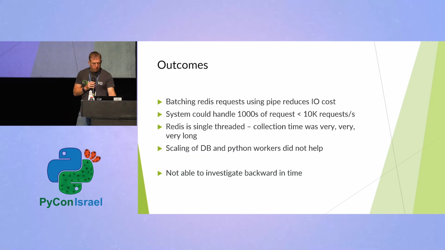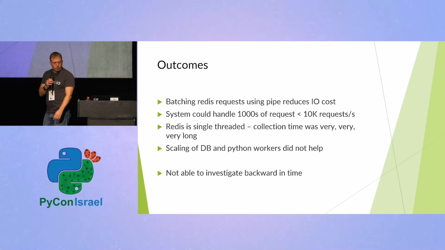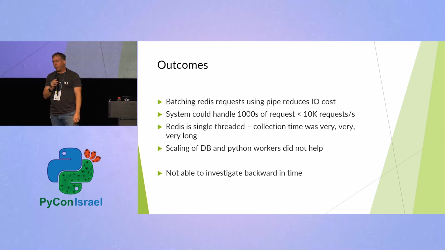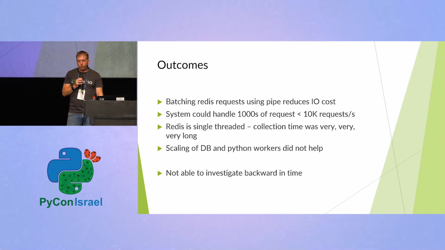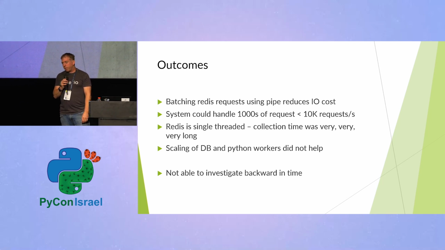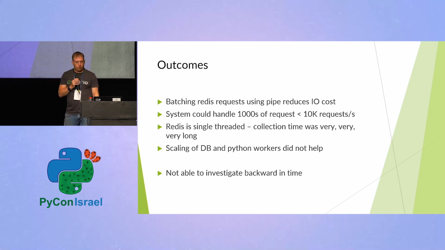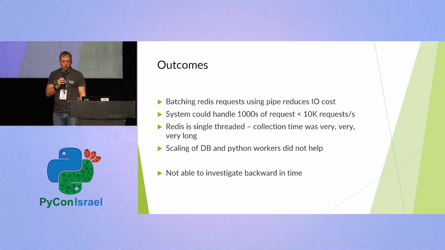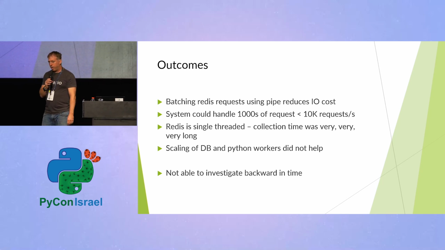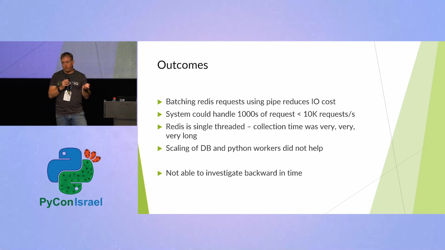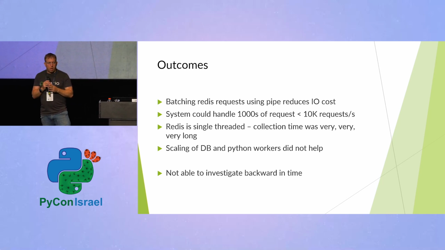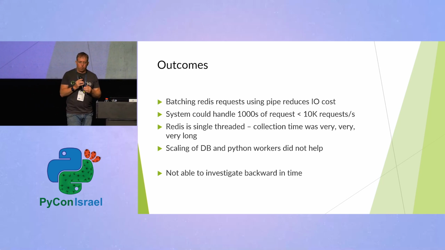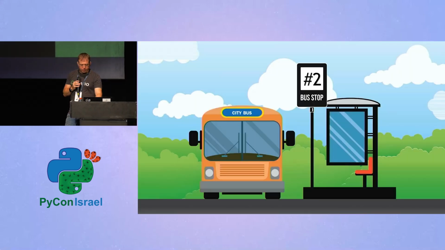So what was the outcome? So we did this, and it actually reduced the I/O costs for the set and get, and the system was able to handle a few thousand requests. But this was a bit low. We needed more for our system. And because Redis was single-threaded, collection time was still very, very slow, because we needed to wait for the sets to end and then retrieve. And also, we tried scaling. So we scaled the database, we scaled the workers, but still we couldn't get to the scale we wanted. So we had to move on.